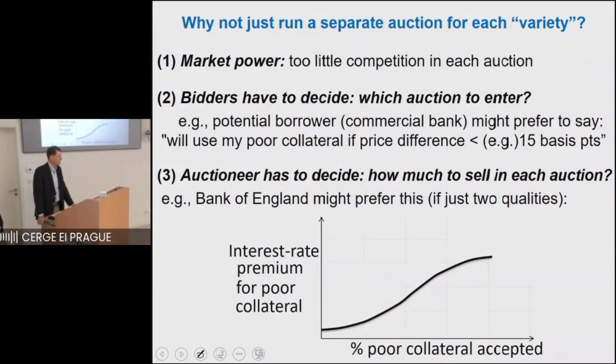Well, first of all, if you run a separate auction for each kind of loan, you won't have many bidders in each auction. And that's bad news because the bidders then will have market power, just as in an ordinary market. If there are few sellers in an ordinary market, they're going to do well against many buyers. If you have a few bidders against you in an auction, they do well against you. So you don't want to let the bidders have market power. You would rather somehow combine the auctions. But it's actually not just a problem for you, it's also a problem for the bidders, because bidders have to decide which auction to enter.